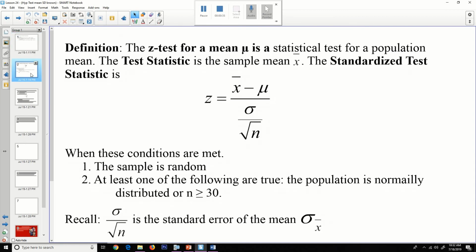So first, let's get some definitions out of the way. The z-test for a mean is a statistical test for a population mean. The test statistic is the sample mean, and the standardized test statistic is the z-value. And we've seen this before. That z-value is the sample mean minus the population mean divided by the quotient of the population standard deviation over the square root of the sample size.